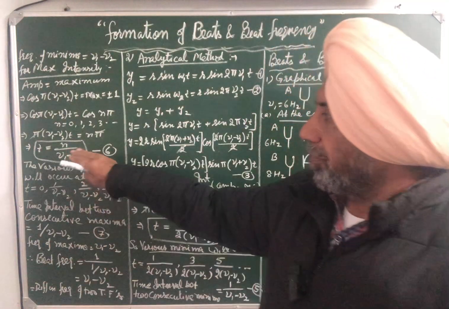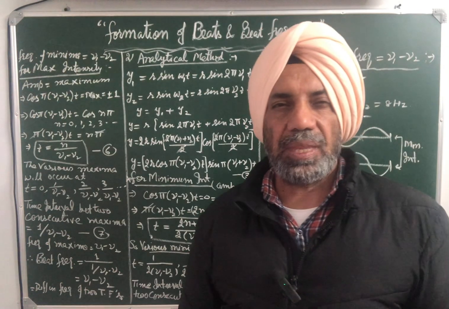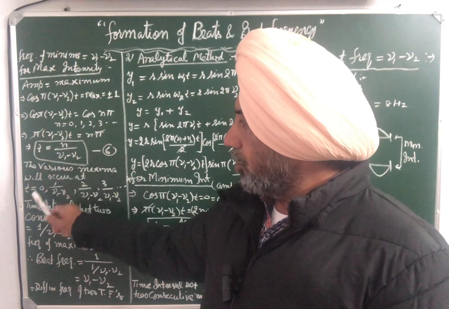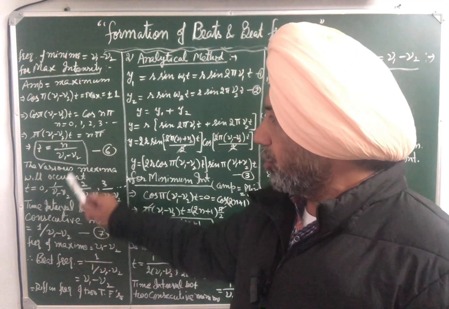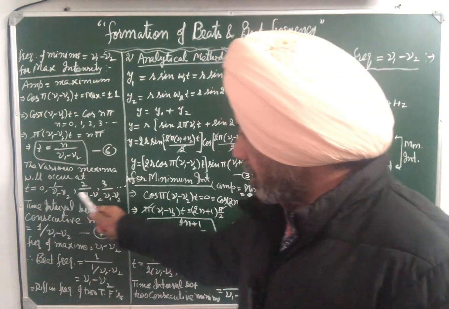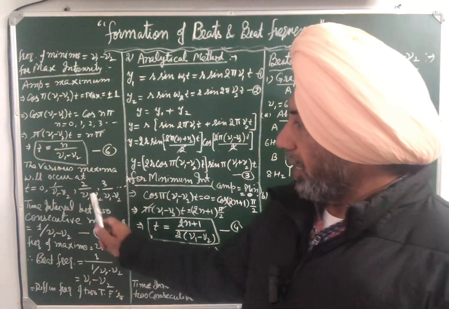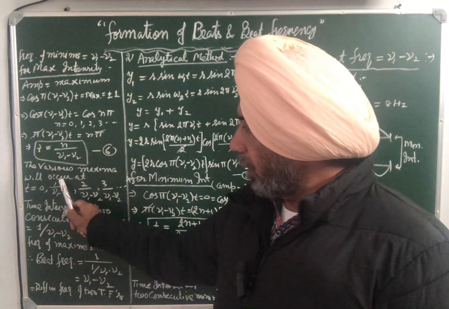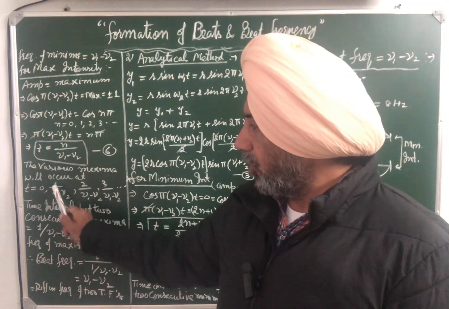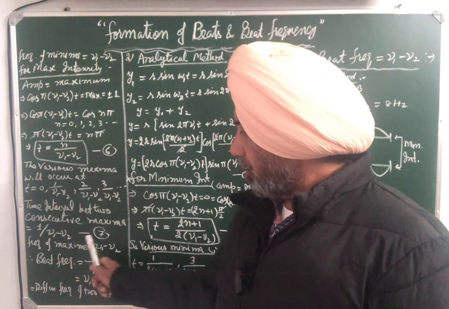So this gives the instantaneous times at which various maxima will occur. Putting n equal to 0, 1, 2, 3, the various maxima will occur at t equal to 0, 1/(ν1 − ν2), 2/(ν1 − ν2), 3/(ν1 − ν2), and so on. So we can find the time interval between two consecutive maxima. 1/(ν1 − ν2) minus 0 is 1/(ν1 − ν2); 2/(ν1 − ν2) minus 1/(ν1 − ν2) is again 1/(ν1 − ν2). So this is equation number 7.